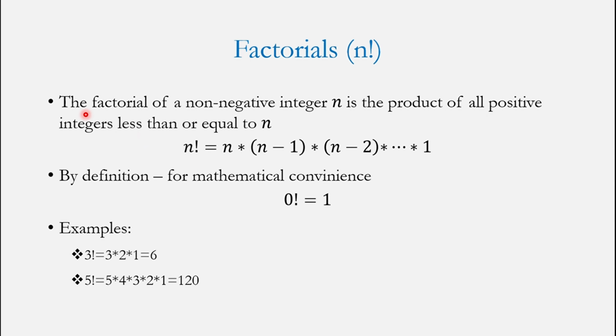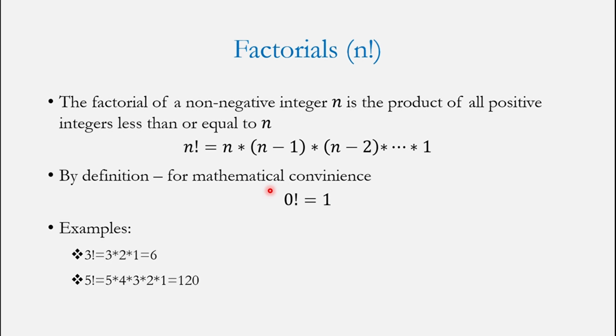The first term we're going to talk about is factorial. The factorial of a non-negative integer n is the product of all positive integers less than or equal to n. So what does this mean? If you have n, n factorial is n multiplied by n minus 1, multiplied by n minus 2, and the sequence continues until you multiply by 1. But by definition, 0 factorial is equal to 1, and this is for the purpose of mathematical convenience.